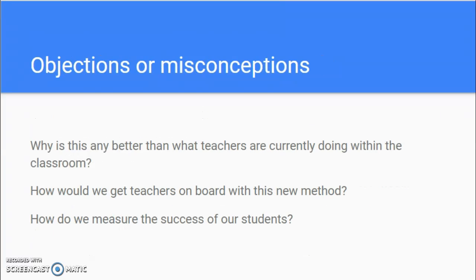With anything new, there are usually objections and misconceptions. One of them is, why is this any better than what teachers are currently doing within the classroom? It's important to know that we're not trying to replace what teachers are currently doing, but trying to find a foundation for them, and these theories offer a foundation for teachers to grow on. So we can use some of the best practices and some of the concepts we learn from these theories and apply them to what we're already doing.